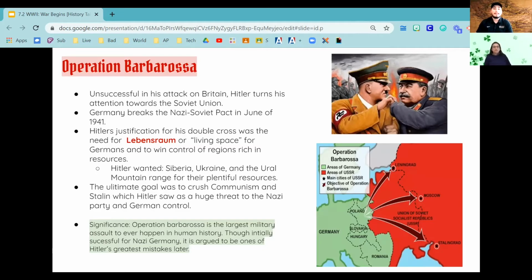So Germany is going to break the Nazi-Soviet pact in June of 1941 and initiate an intense operation of invading Russia in something called Operation Barbarossa. Hitler's justification for his double cross was simply his need for more living space for Germans and to win control of a lot of the region's rich resources, especially when it came to the Baltic states and all the oil resources that would help with his military. The ultimate goal was to crush communism, take that land, and to continue further the German agenda.